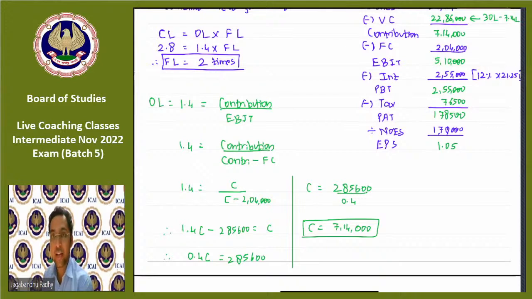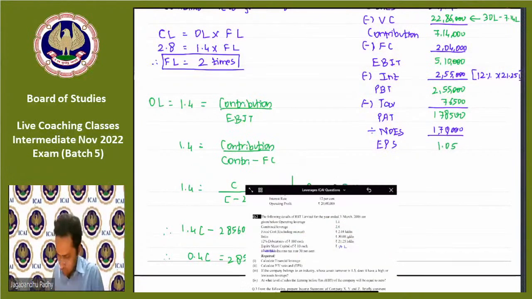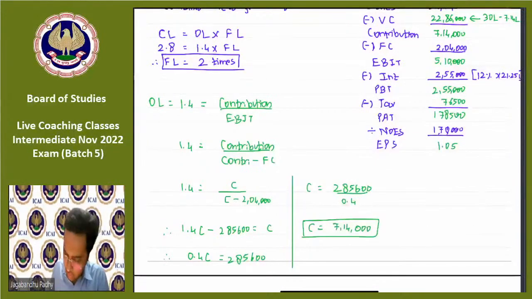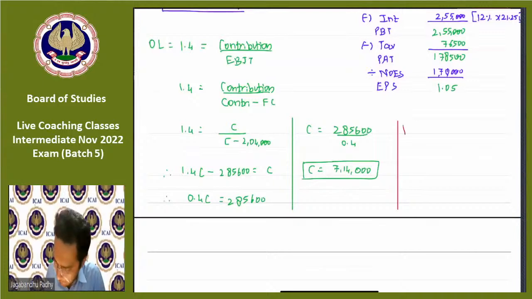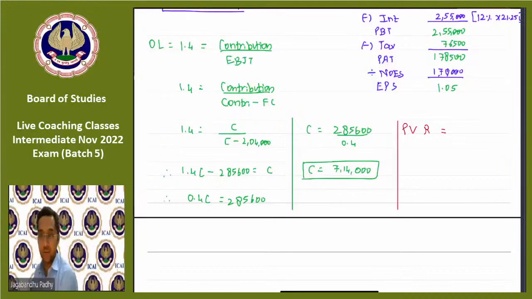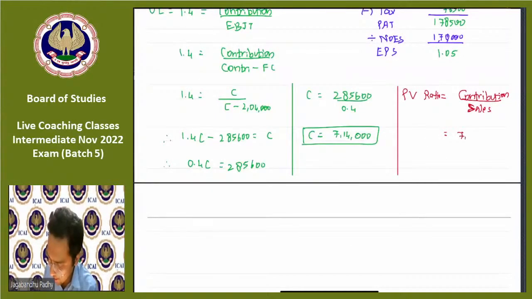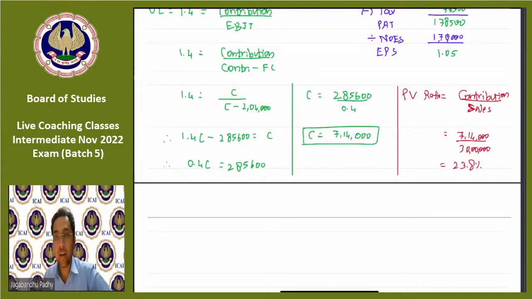So this entire statement is ready, and as per this statement we have got the EPS figure. We need the PV ratio now. What will be the PV ratio over here? I'm not talking of the theater PVR, I'm talking of the PV ratio. PV ratio is basically contribution as a percentage of sales, which is 7,14,000 divided by 30 lakh sales. That's 23.8%. 23.8% is the PV ratio.